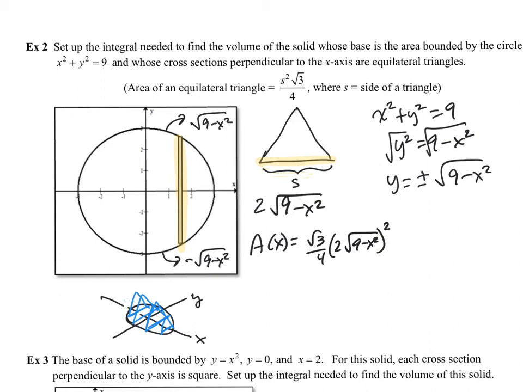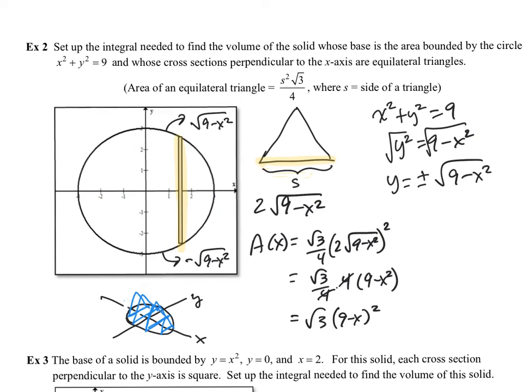And then we could simplify that a bit. This would be the same thing as the square root of 3 over 4 times, if I were to square 2 times the square root of 9 minus x squared, I would get 4 times 9 minus x squared. Squaring that radical gets rid of the radical, and of course 2 squared is 4. Then I can cancel these 4s, and this will simplify to the square root of 3 times 9 minus x squared.